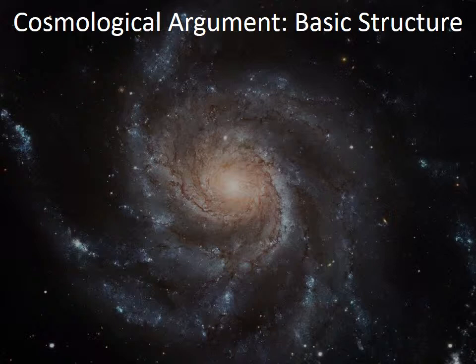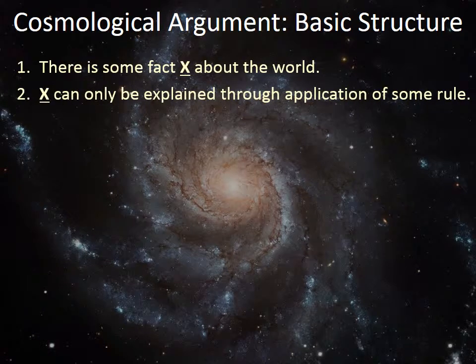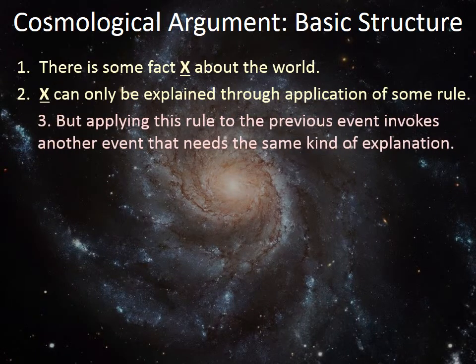Here is the basic structure of the cosmological argument. It can be broken up in various ways, but here is how I break it up for you. First, we have a premise. Premise 1, there is some fact about the world. Second, we notice that this fact, this thing observed about the world, needs to be explained by some rule, which gives us premise 2.